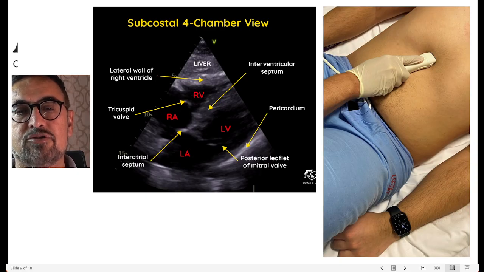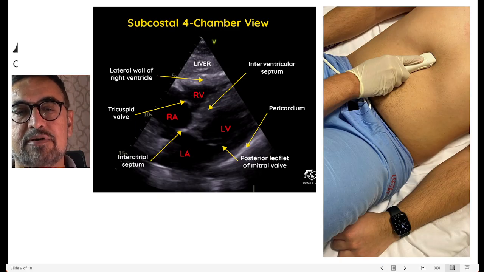All four chambers should be visible, with the right-sided chambers closest to the probe and therefore at the top of the image. The entire left ventricle, including the apex, should be shown, and the aortic valve should not be visible in the correct subcostal four-chamber view.